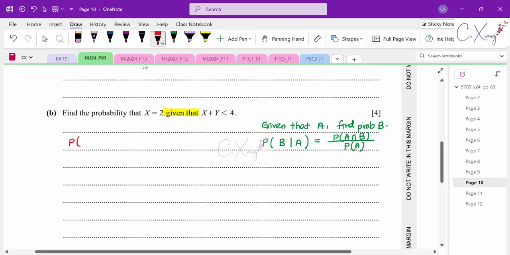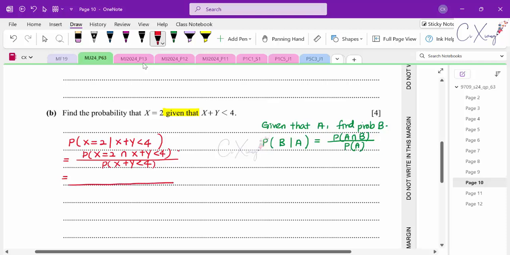Given that means slash, so you already know that x plus y is smaller than 4, and you want to find the probability for x equals 2. So what is the formula? The general formula is the probability of x equals 2 intersect x plus y smaller than 4, divided by the probability of x plus y smaller than 4.